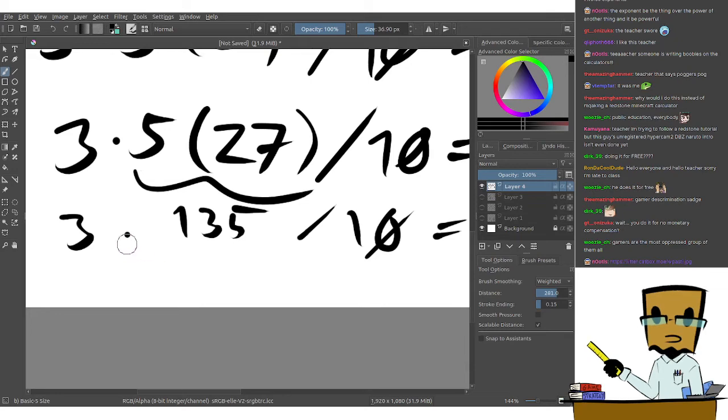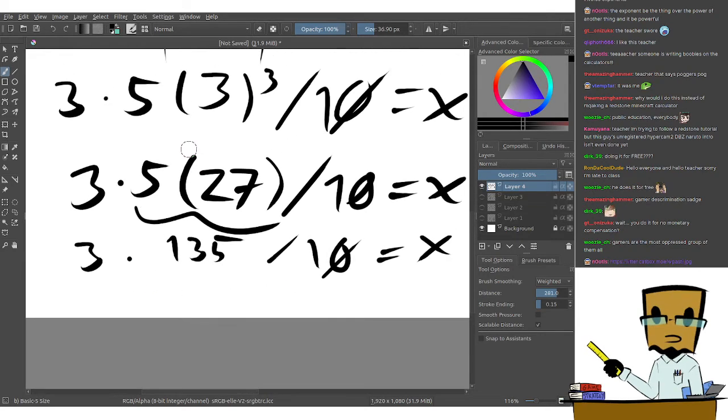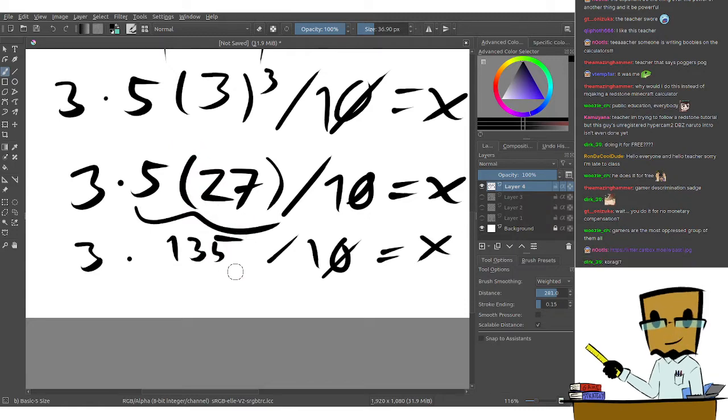Anyways, yeah, now we can do the multiplication and division in any order. I believe the cases where this makes a difference is once you start getting variables in your equations.